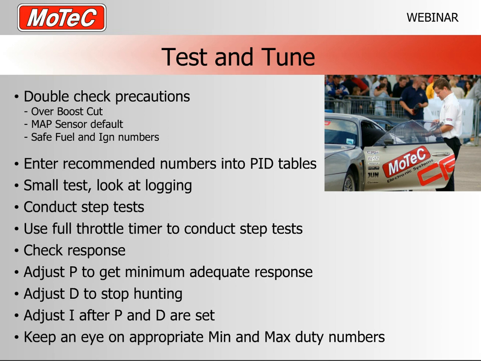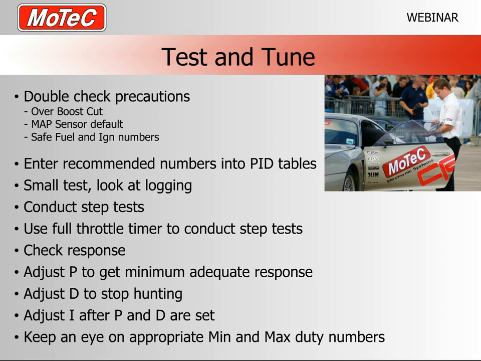So you conduct those step tests, and if you're in something like a jet ski or a single-seater boat or a single-seater car where you can't be on the laptop while you're testing, you can use a full-throttle timer and program step tests into that. So, for instance, at 2 seconds of full throttle, you ask for 220 kPa, then ask for 180 kPa 2 seconds later, then ask for 230 kPa 2 seconds later again. And you can log all that happening and be nice and conservative on the ignition and the fuel, just wanting to get the actual boost to follow the request.